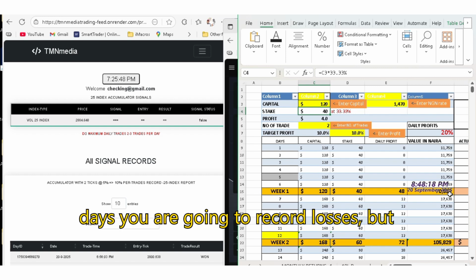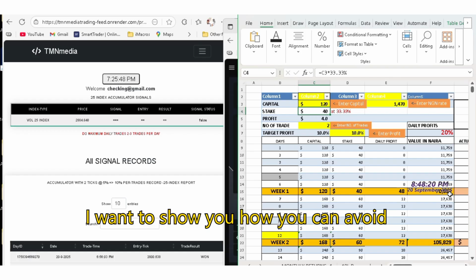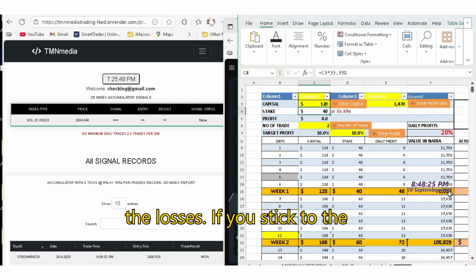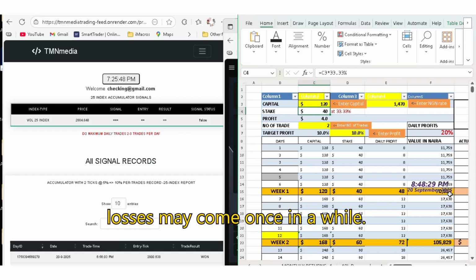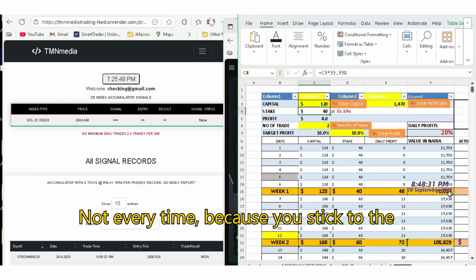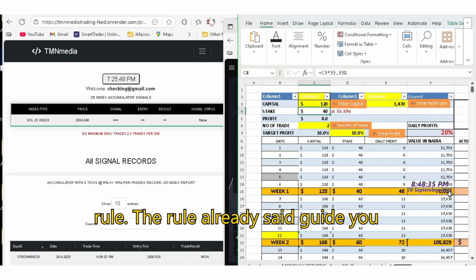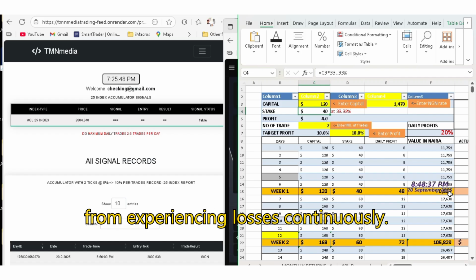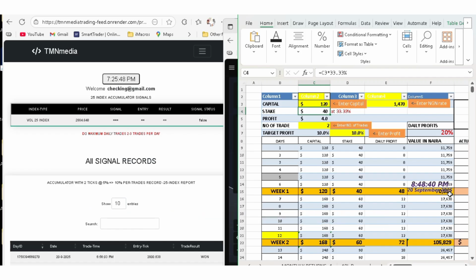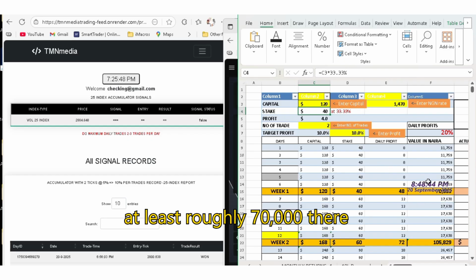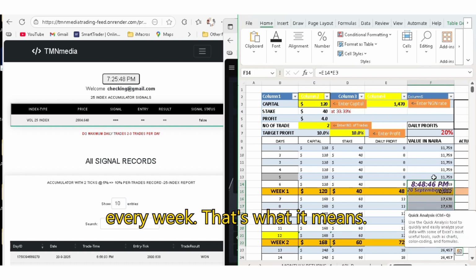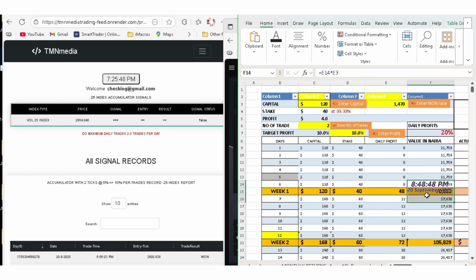Now there are days you are going to record losses, but I want to show you how you can avoid the losses. If you stick to the plan, you will avoid the losses. The losses may come once in a while, not every time, because you stick to the rule. The rule already safeguards you from experiencing losses continuously. Now, it means every week I can be making at least roughly 70,000 naira. Every week. That's what it means.